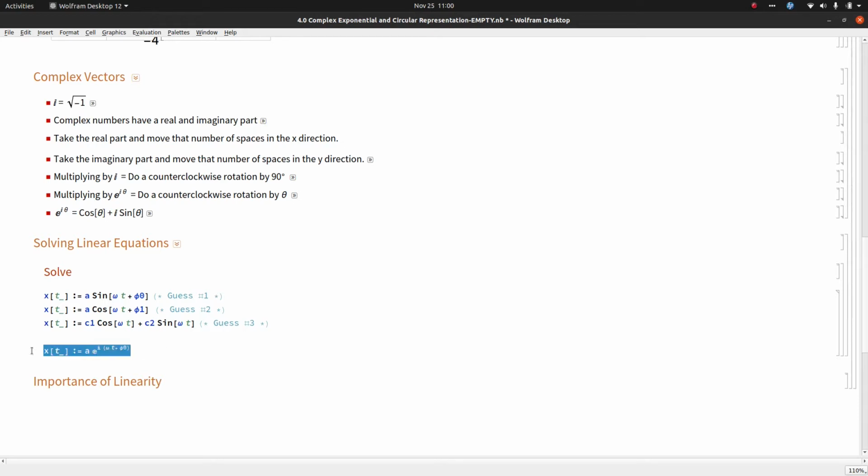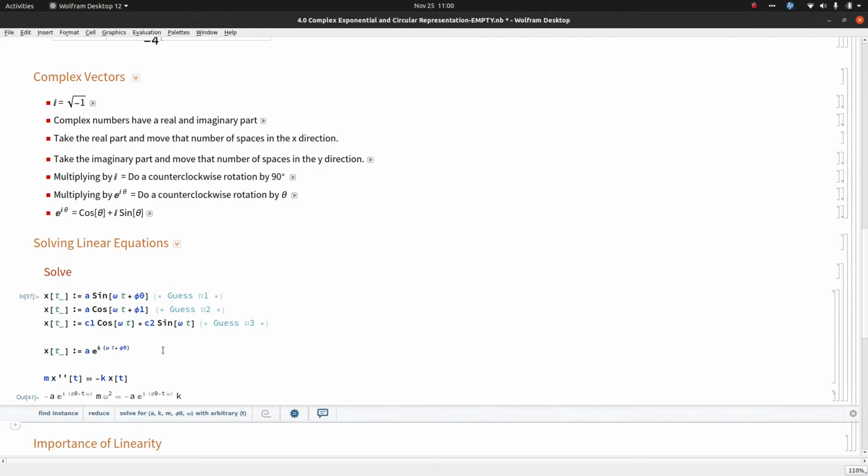Because again, e to the ix, or e to the i times some angle, is essentially just a sine or cosine function. It's a periodic trigonometric function. And we can write our simple harmonic oscillator differential equation in the usual way, saying the mass times the acceleration equals minus the spring constant times the displacement, as we would using Hooke's law. Now let's just see what happens when we plug that in there.